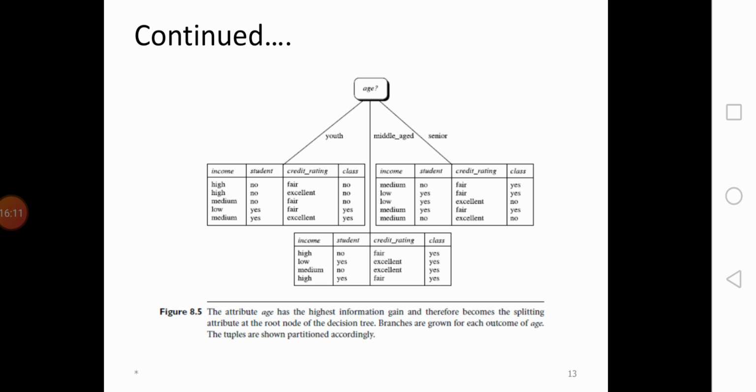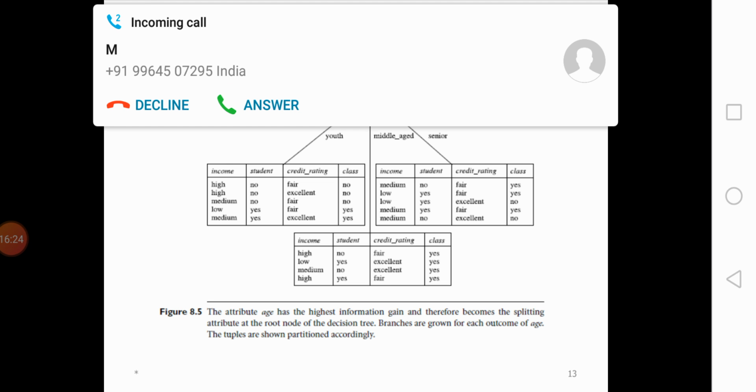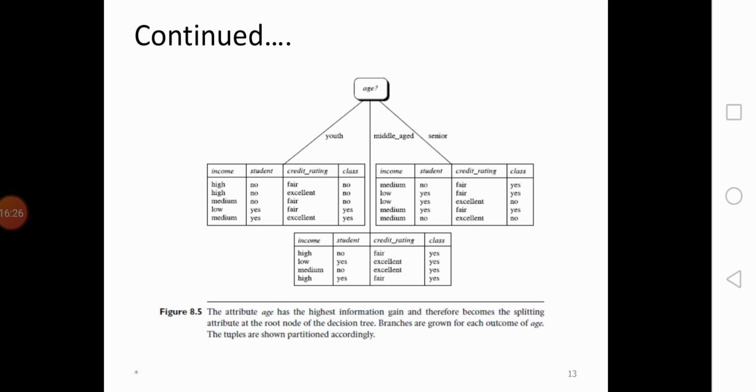This is node n, because the age attribute has three kinds of values: youth, middle age, and senior. Obviously youth contains income, student, credit rating, then class, whatever information we have in the given database. We are going to keep that information under this table based on youth, middle age, and then senior.